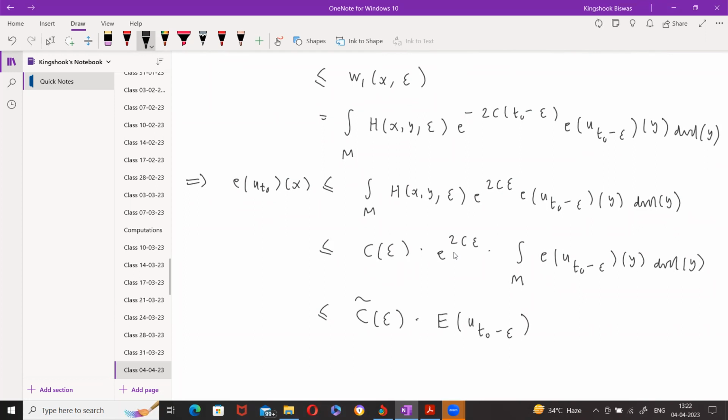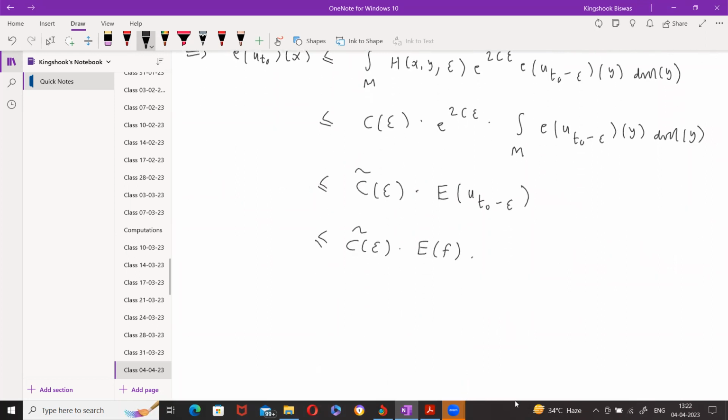And t naught minus epsilon is greater than or equal to 0. And we know that the energy is decreasing along solutions of the heat flow, right? So this is less than the energy of F. And that's it. That proves the proposition. Is this clear? Yes. Yeah, it's clear.